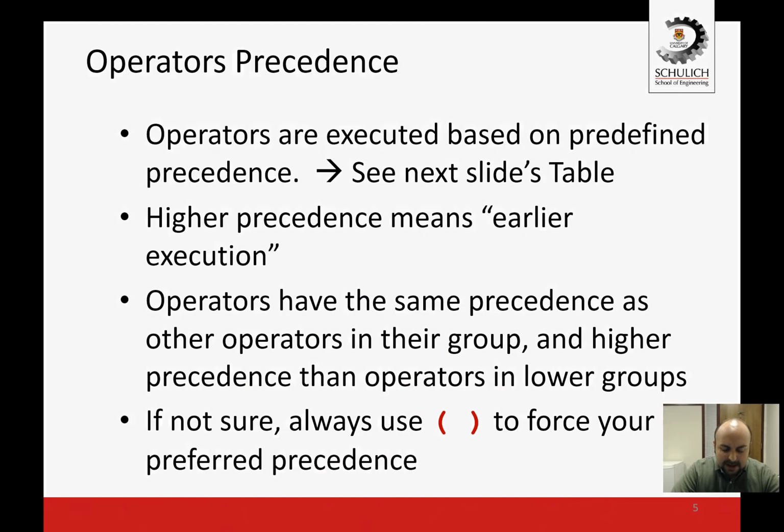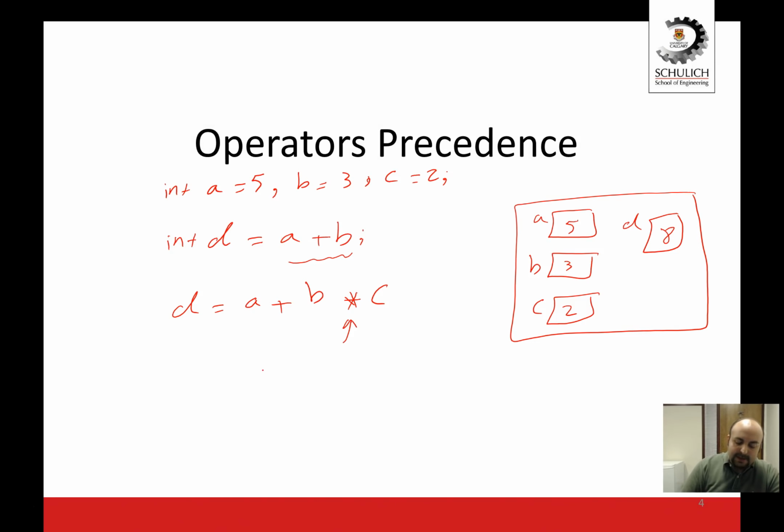So I'm just going to go back to my example really quickly. Here, B times C will be performed first. So you could write it this way, A plus B times C. These two are equivalent. So here, B times C is 3 times 2, so this is 6. And then this is going to be plus A, which is 5. So the new value of D is now 11. Let me just erase it. The new value is 11.